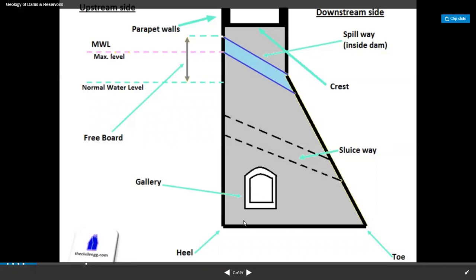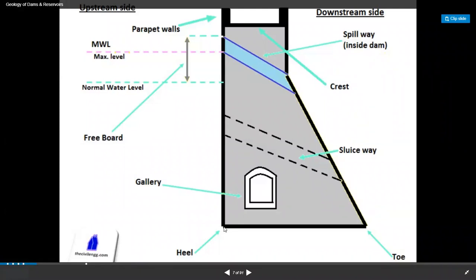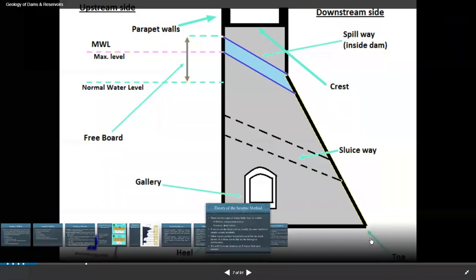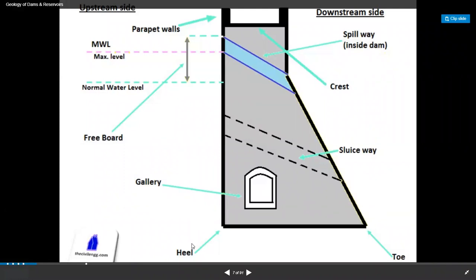The part of the dam which comes into contact with the ground in the upstream region is known as heel, whereas that part of the dam which comes in contact with the ground in the downstream area would be known as the toe. Just make sure that you understand both heel and toe. Then you have abutments, the sides of the valley on which the dam structure rests. You can't see the abutment here because we are only seeing the cross section of a dam.